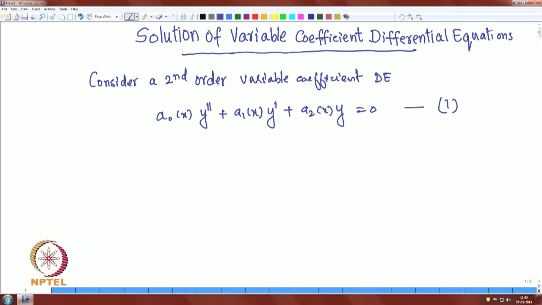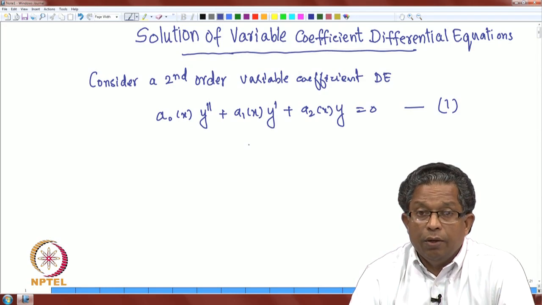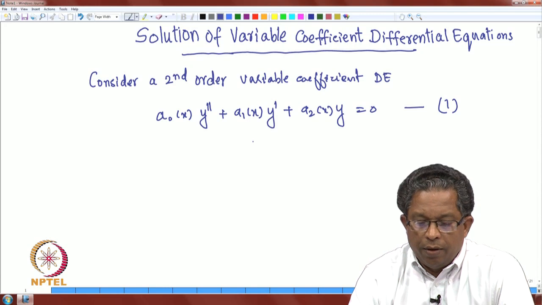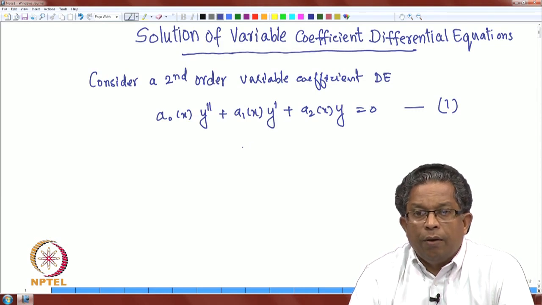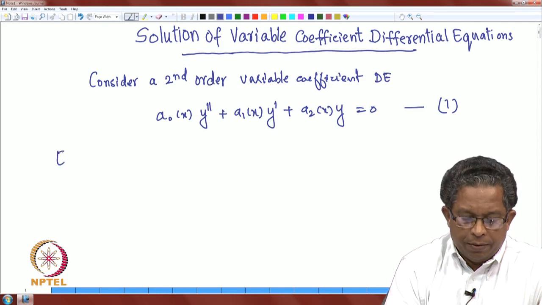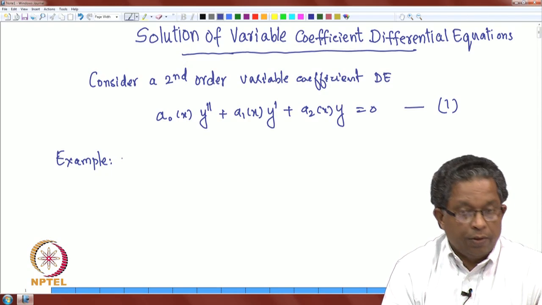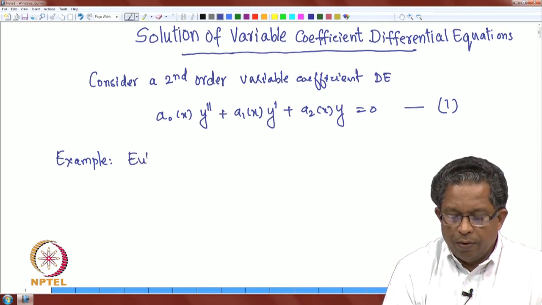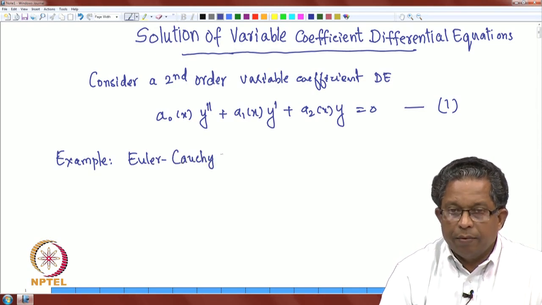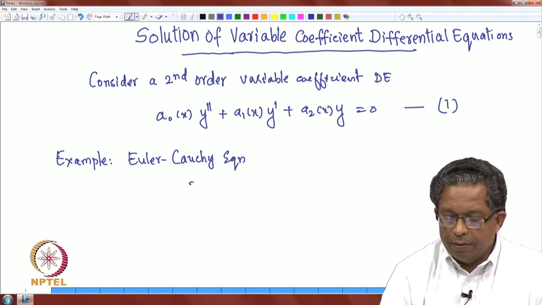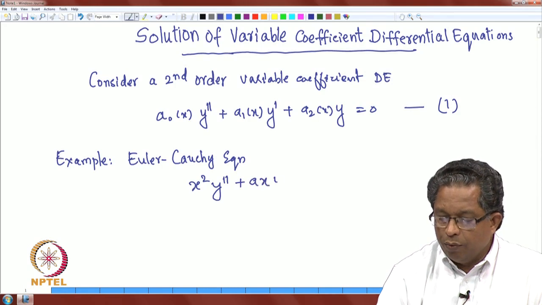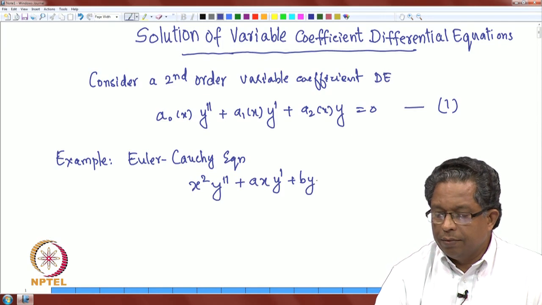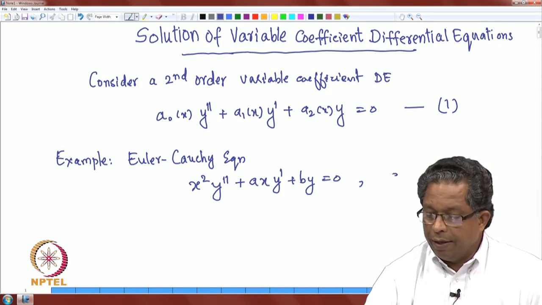But there are certain situations where special forms of this equation can be solved, just as we did for constant coefficient differential equations. For example, if we can reduce this variable coefficient differential equation into a constant coefficient differential equation by some suitable transformation. So consider the Euler-Cauchy equation, given by x square y double prime plus a x y prime plus b y is equal to 0, where a and b are constants.